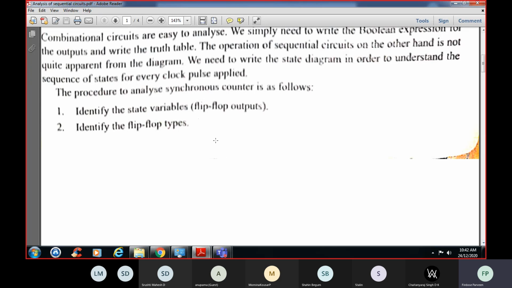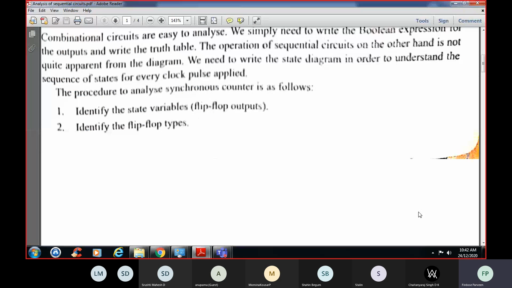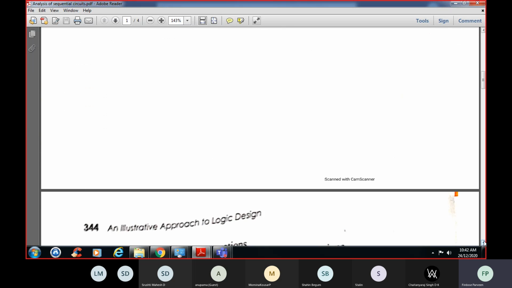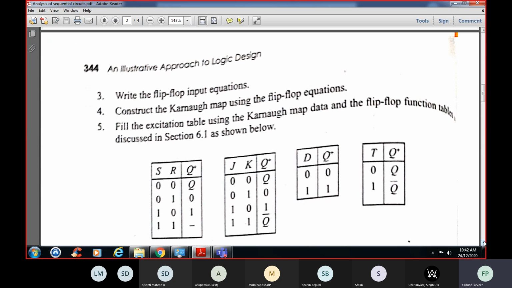First, you have to identify the state variables. So what are the variables? That is the flip-flop outputs. Then, seeing the flip-flop outputs, you need to identify which flip-flop it is, that is D, T, J, K. All these things you have to identify. Later, what you have to do? You have to write the flip-flop equations. Then next, construct the K-map. Then we need to fill the excitation table.